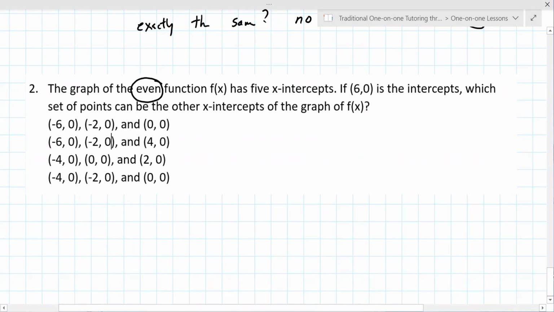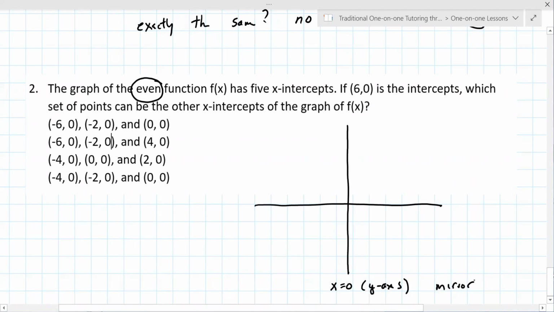Even is really important here. You want to identify that word here. So even means the following. If I give you a graph, this line right here, the line x equals 0, or the y-axis, it's considered the mirror. You have a mirror somewhere in your home, I'm sure. Whatever you see on the right side has to match whatever you see on the left side. That's what's so important about these even functions. The left has to match what's on the right, always.